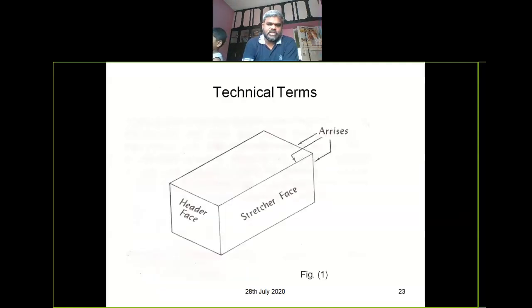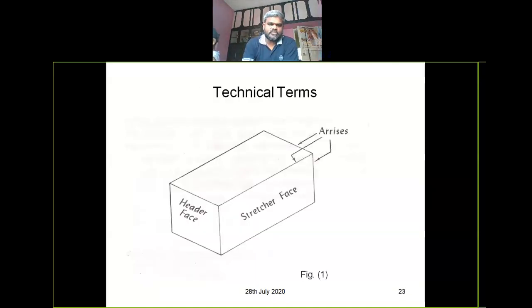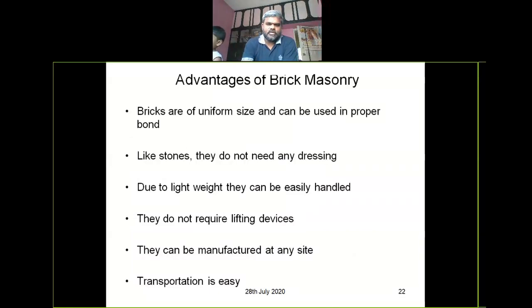So this is a stretcher and this is a header. The corners are called arrises. Stretcher and header course. These are technical terms we can see. Advantages of brick masonry: bricks are of uniform size, and they can be used in proper bond.